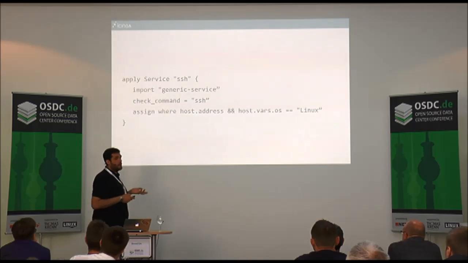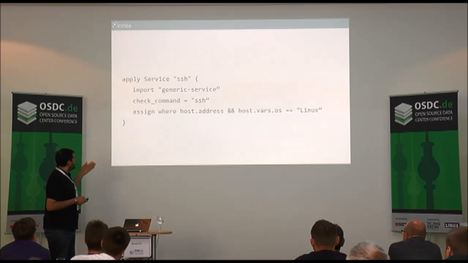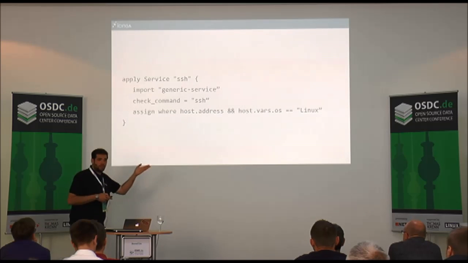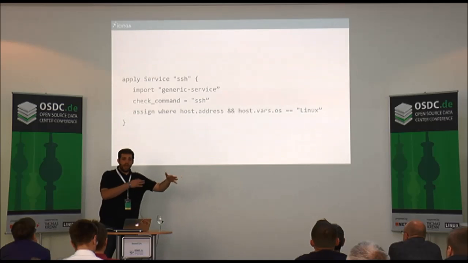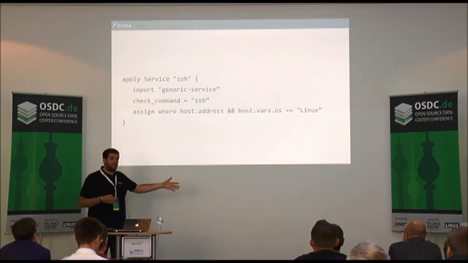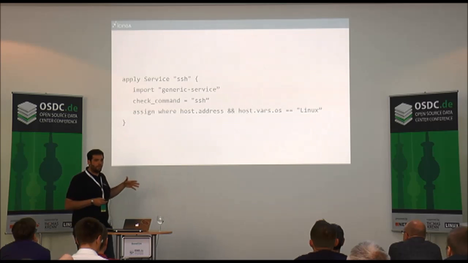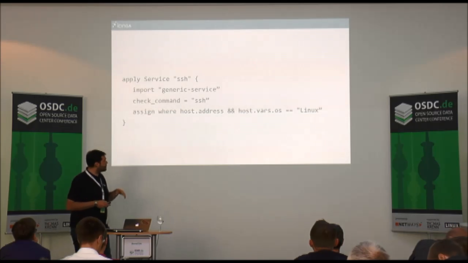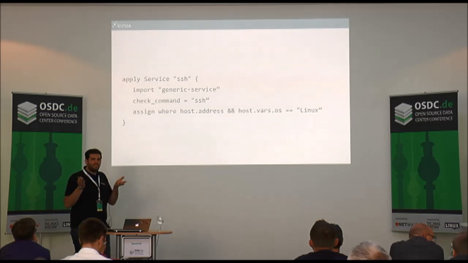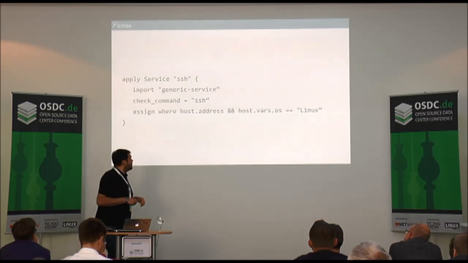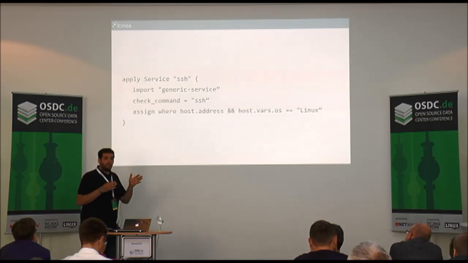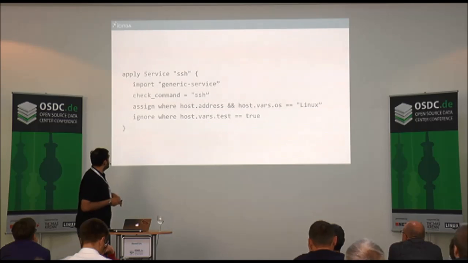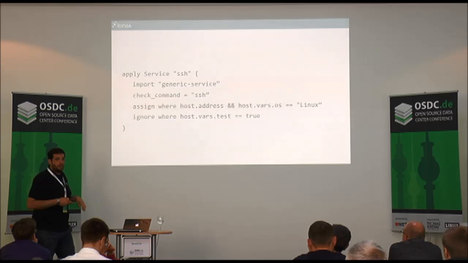In Icinga 2, you can do that with an apply rule, for example. You can say, I want to apply a specific service, SSH, to every host which has an address and is Linux. Then every host you add with the given attributes is automatically added to this service. You don't have to edit the service configuration again and again. You just have to do it the right way and set specific attributes. For example, the host variable you can imagine is kind of like facts in Puppet. You say it's Linux, and then automatically, if you add a new host with the custom fact Linux, SSH is added to the server. You can also enhance it a little bit, like with ignore. So it's really powerful.